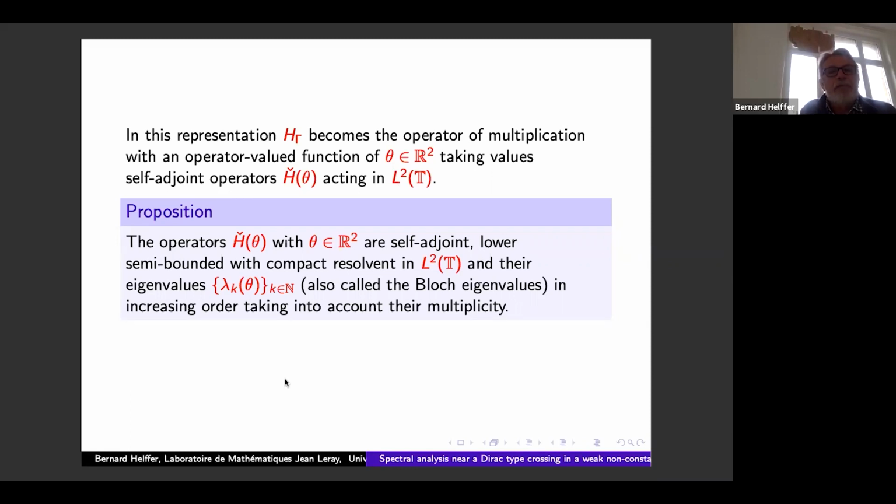Okay. But in some sense, this is the spectral analysis of the periodic case, and so the spectrum. It's easy to see that the spectrum is just the union over theta and over k of the lambda_k of theta. So you have a description of the spectrum by bands.